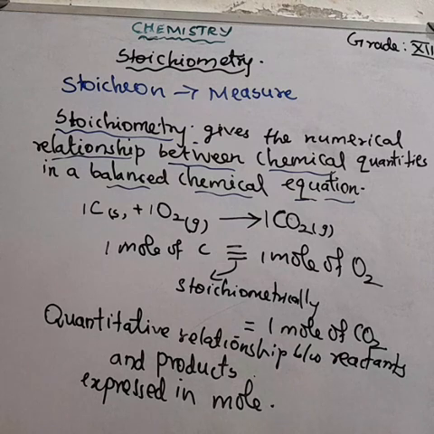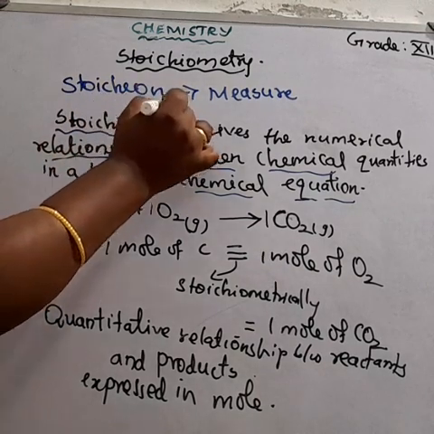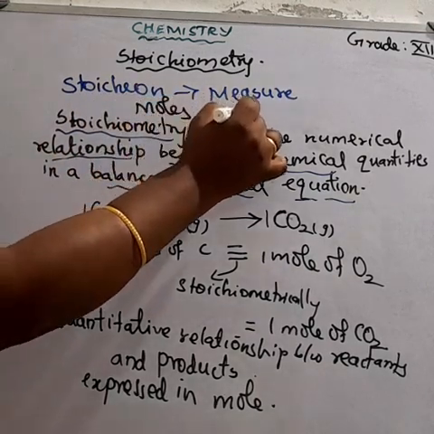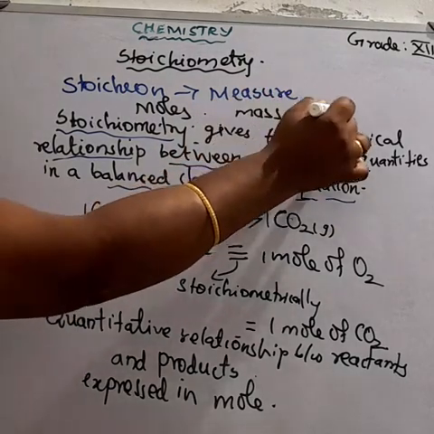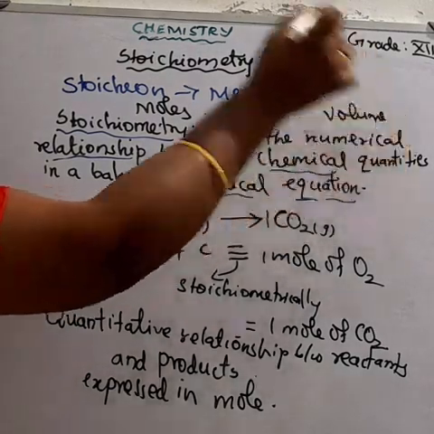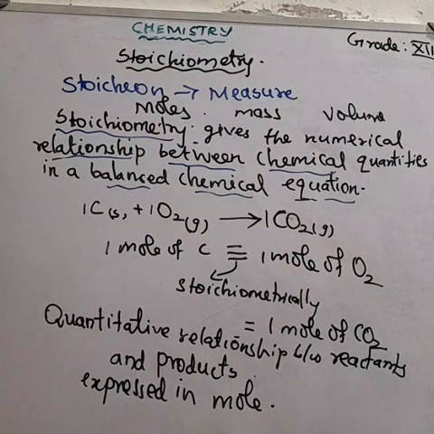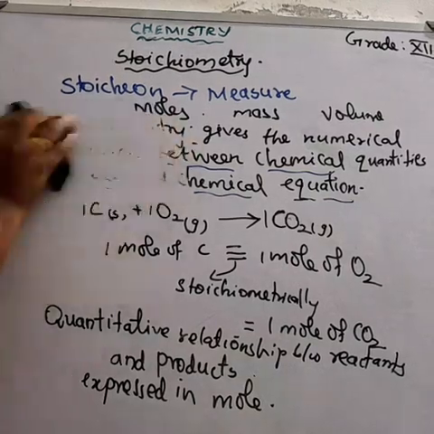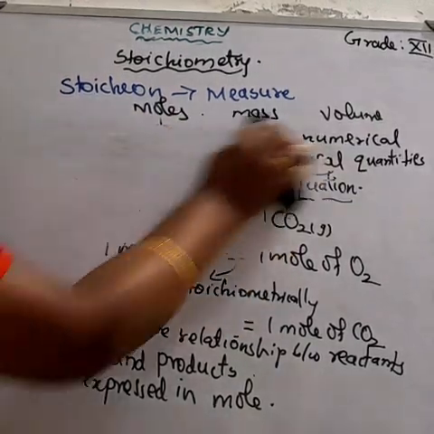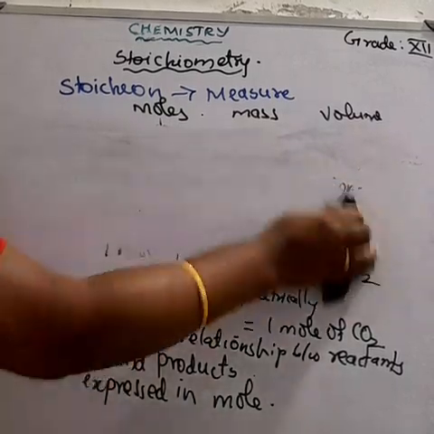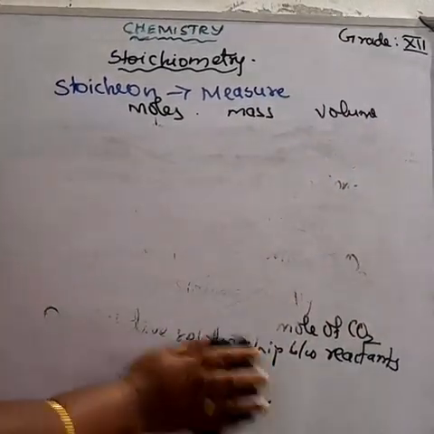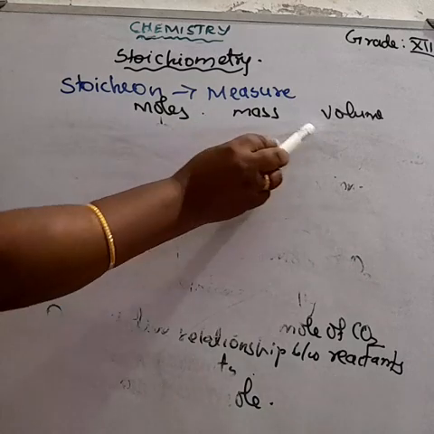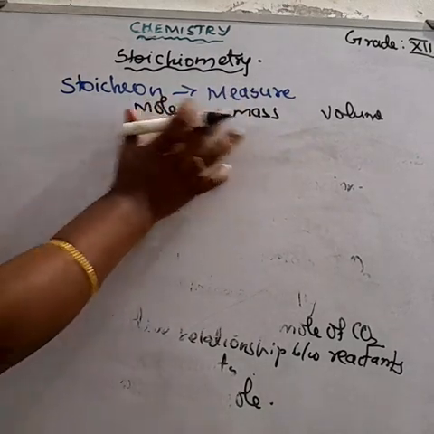These 3 units are interconvertible. What are the 3 units? Moles, mass, or volume. We can interconvert mass into moles, or moles into mass, or moles into volume, or volume into moles.